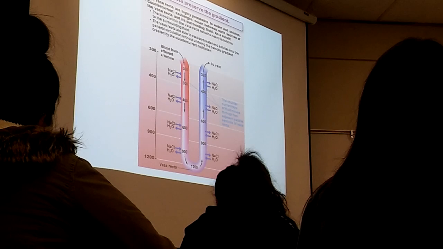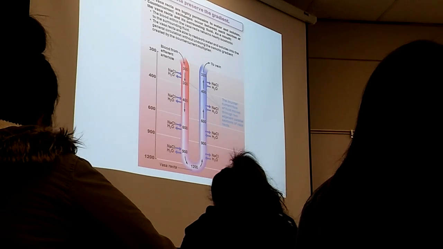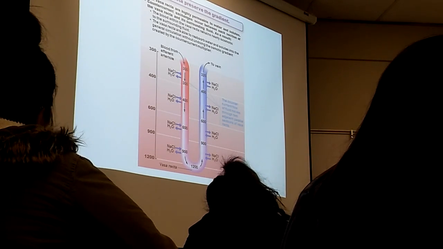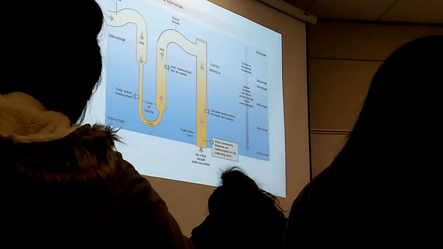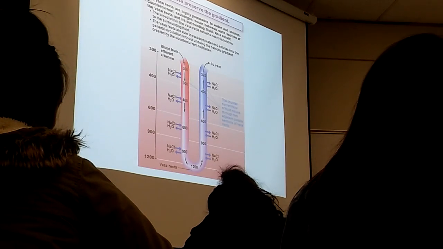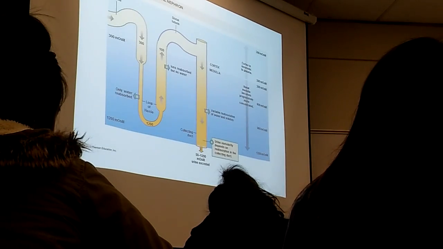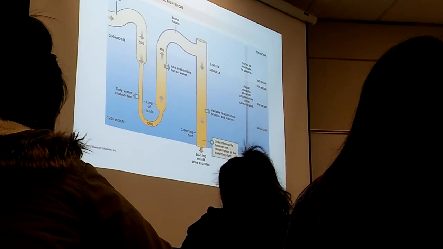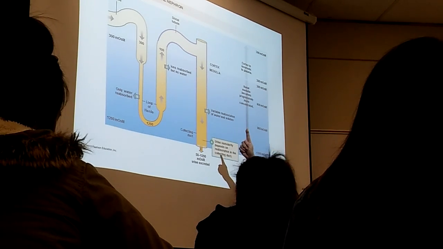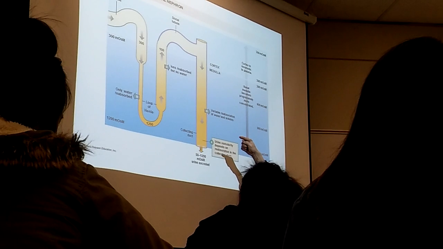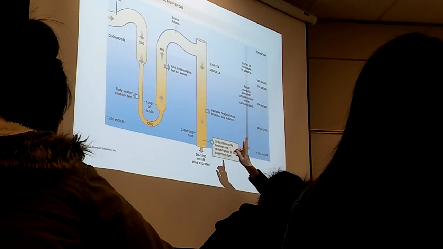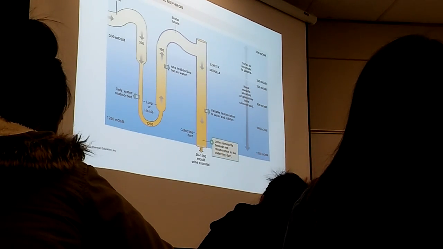Okay, so here's the vasa recta. Between this one and this one, you basically have two countercurrent systems. A countercurrent system means that you have fluid flowing in one direction on the left, on the descending loop, and then fluid flowing the opposite direction. And these are really close together, okay?